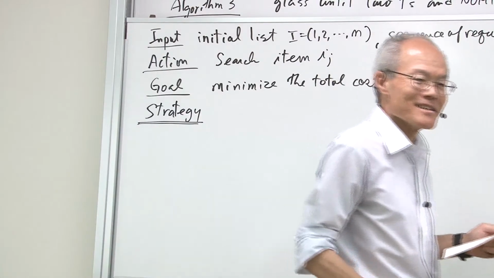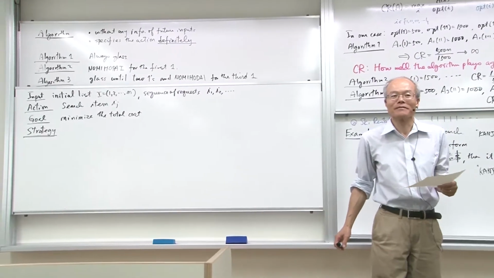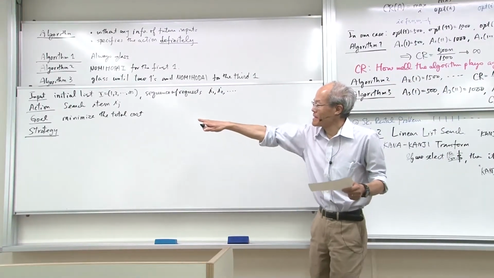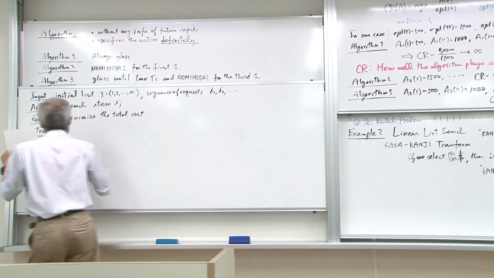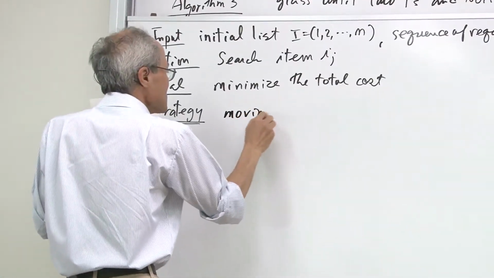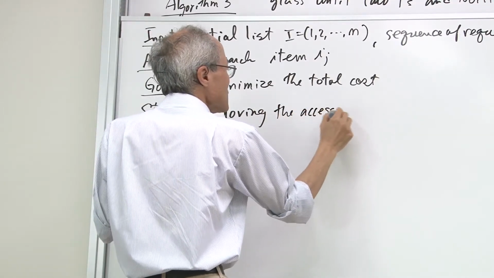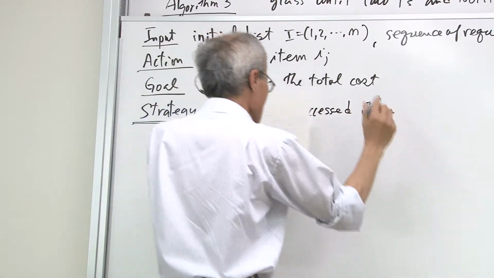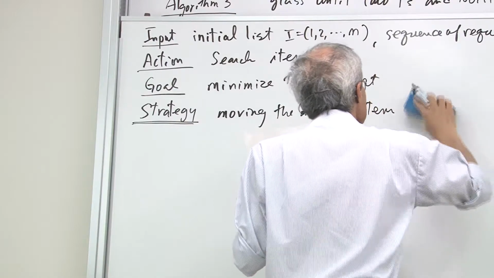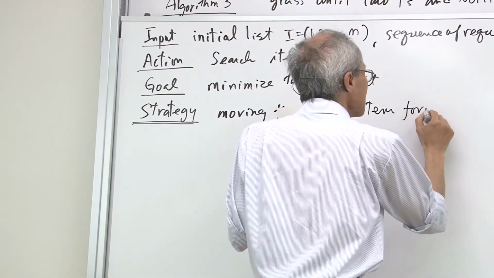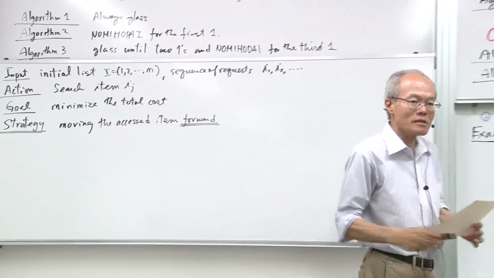Okay, to make things simple, we restrict ourselves so that we can use only this strategy. This strategy means moving... So suppose that we can use only this strategy.